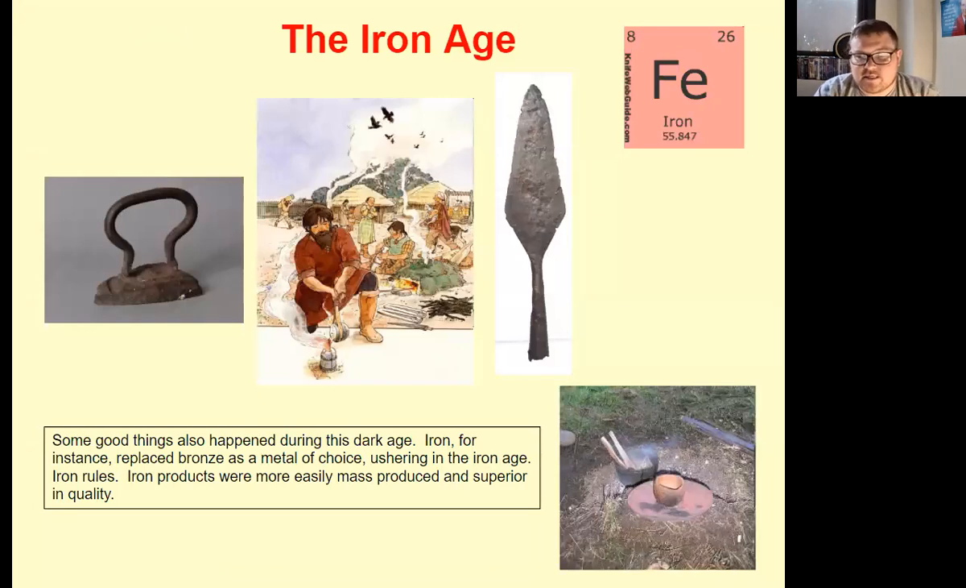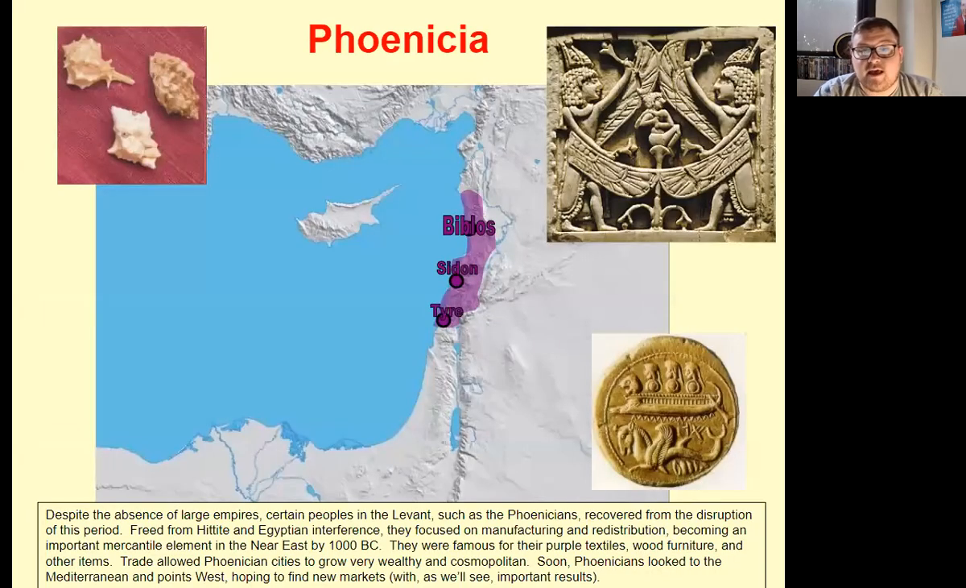Some good things also happened during this Dark Age. Iron, for instance, replaces bronze as the metal of choice, ushering in this Iron Age. Iron rules. Iron products are more easily mass-produced and superior in quality. And we have Phoenicia. Despite the absence of large empires, certain peoples in the Levant, such as the Phoenicians, recovered from the disruption of this period.